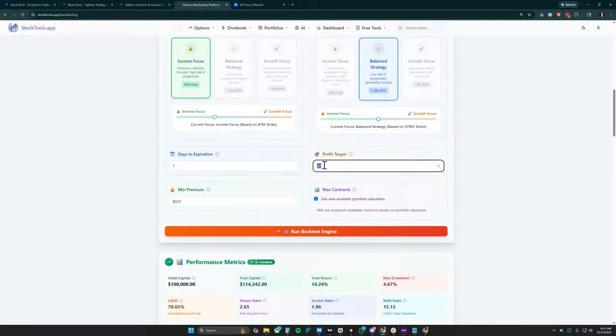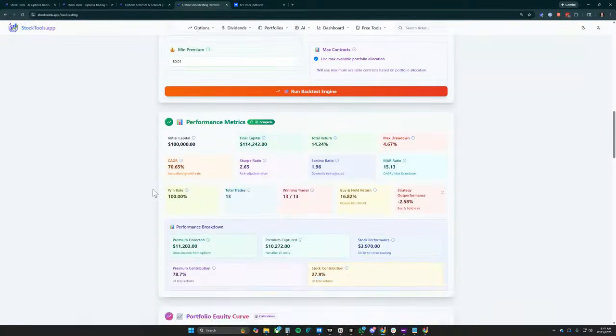And take profit, I built in take profit. How many days to expiration do you want to be selling? Do you want to sell 30 days? Do you want to sell this or that? And then a breakdown here of what was the actual performance over that time period, right?